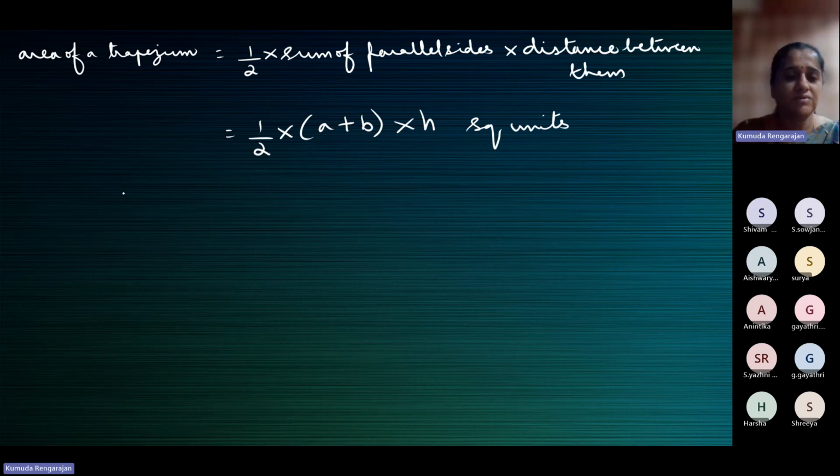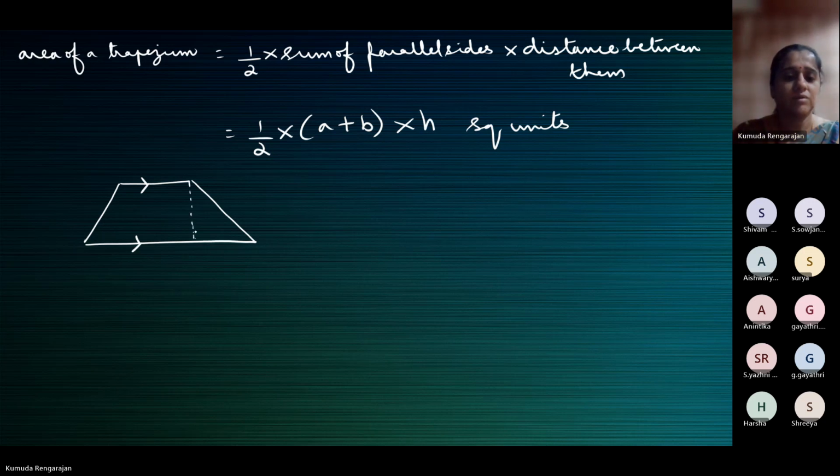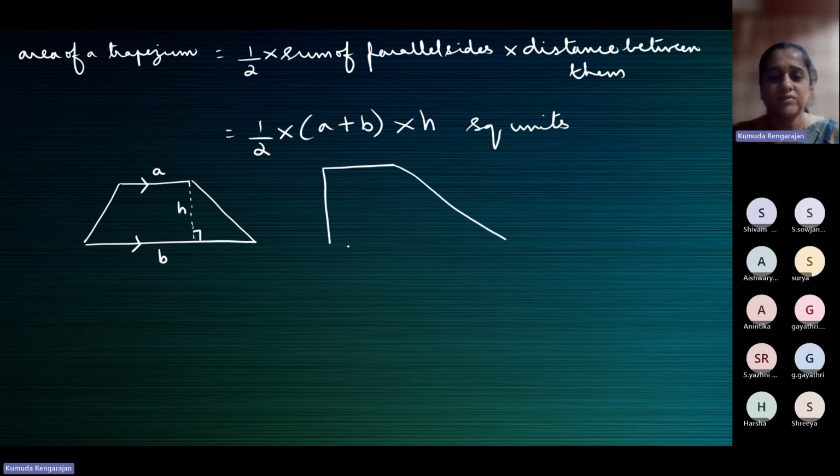So the trapezium, if it looks like this, not exactly like this, I'll just tell you what I mean. These are the parallel sides. Then this one is the distance between them. So A, B, H. If it's a right trapezium like this, then A, B, and this side itself is taken as H.